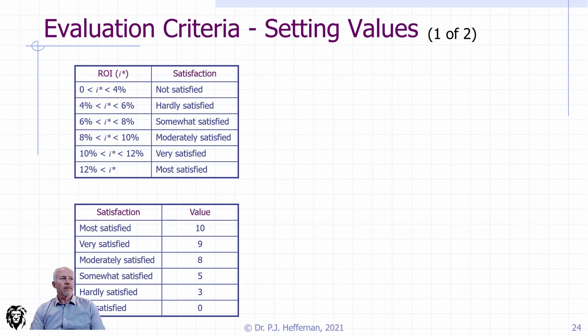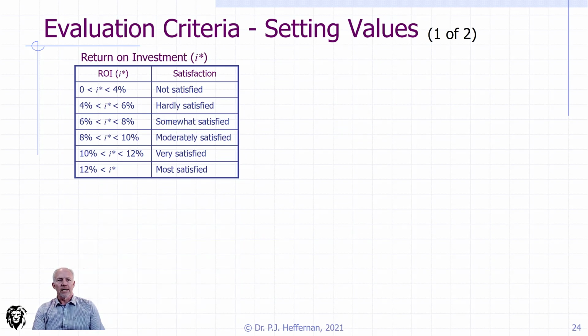So let's talk a little bit about the evaluation criteria itself and trying to establish the values. Now there's no set way to do this, but there are ways to think about it. So the first one is numeric. The example that I'm showing on the screen is for the return on investment. And so I'm showing an IRR, an internal rate of return, and a number of different values for it.